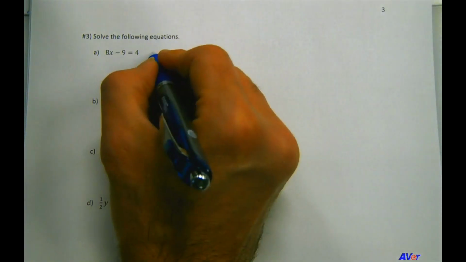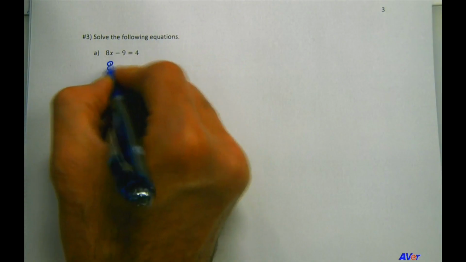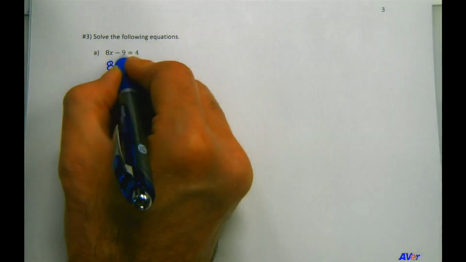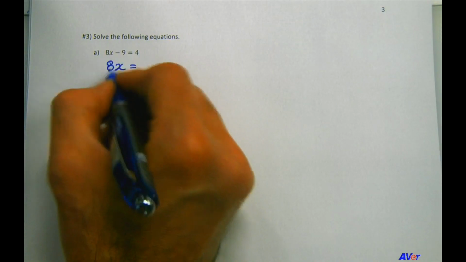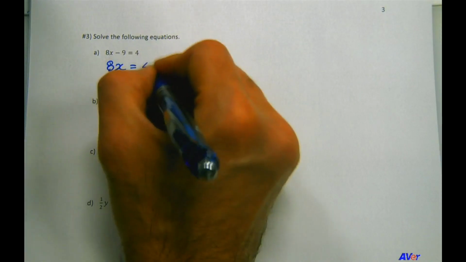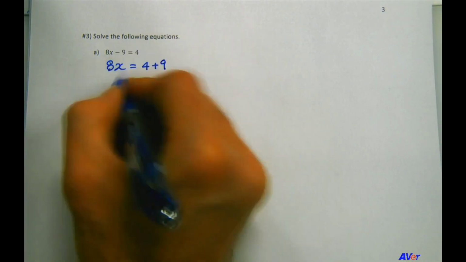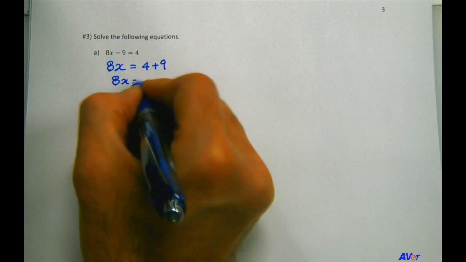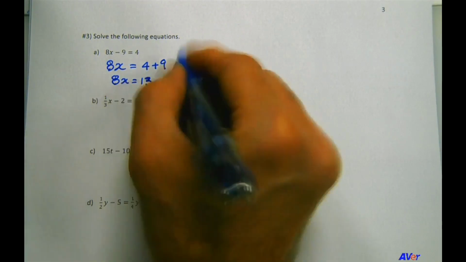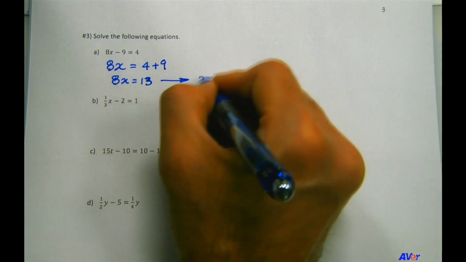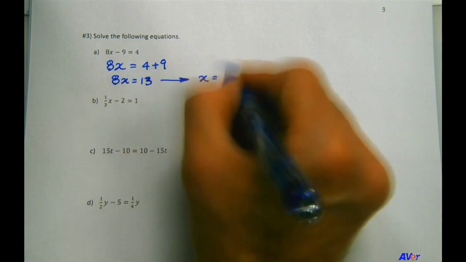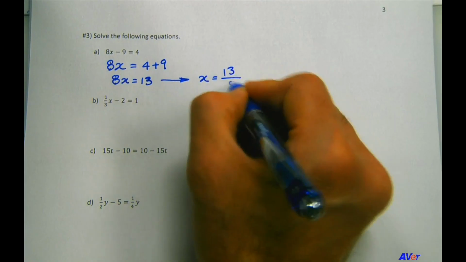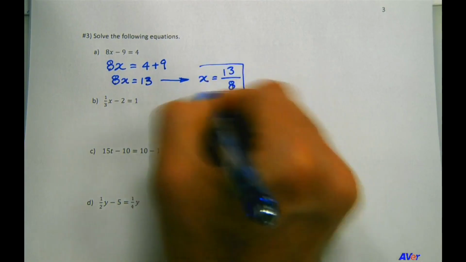Okay, so in this case, we have just a simple linear equation. So from here, we have 8x. Move the -9 to the other side to isolate the term that has x in it, right? So that'll be 4 plus 9. Then it'll be 8x equals 13. And then therefore x is equal to 13 divided by 8. Okay.